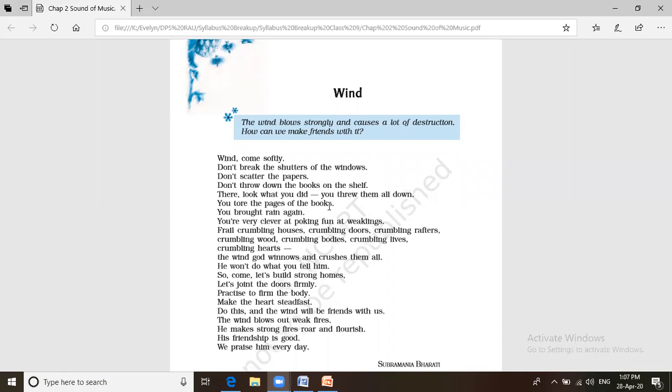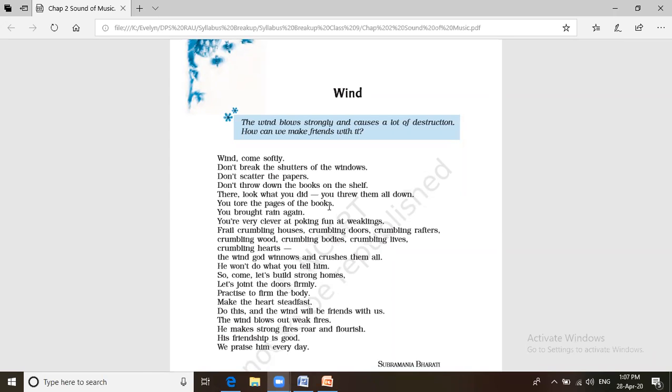The wind breaks the shutters of the window, scatters the papers, throws down the books from the shelf, tears the pages of the books, and brings showers of rain. Okay. So it tears the pages of the books and throws the books off the shelf, breaks the shutters, right?